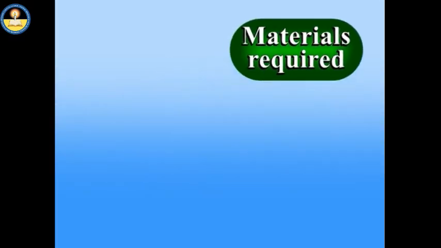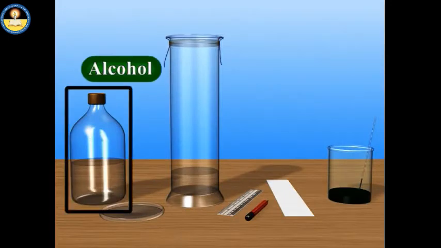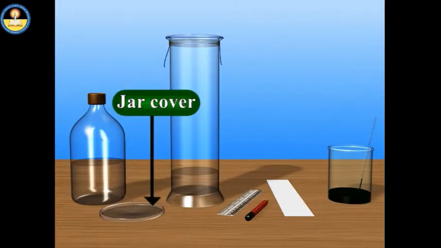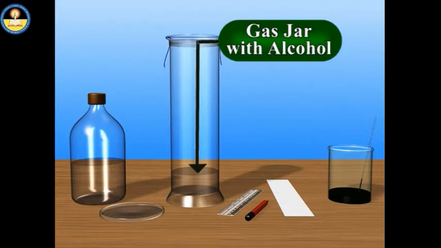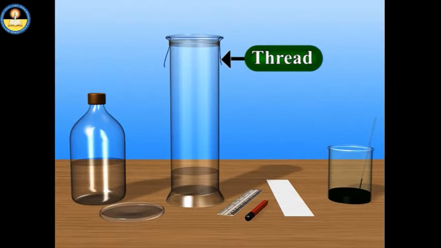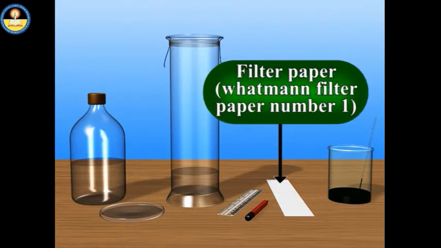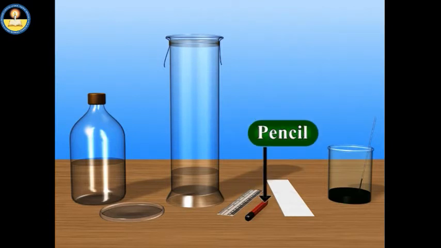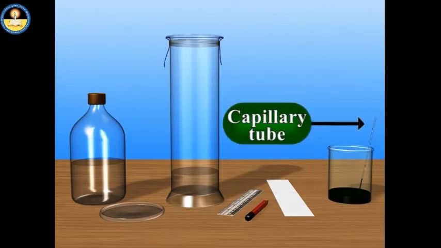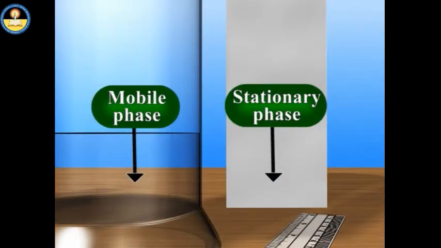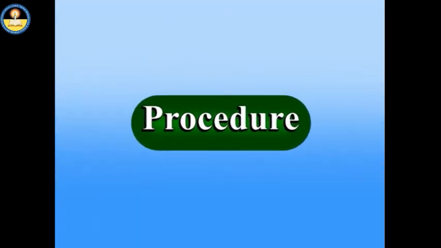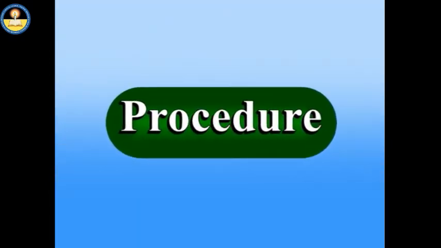Materials required for the experiment are alcohol, gas jar, jar cover, gas jar saturated with alcohol, sellotape, thread, filter paper, that is Whatman filter paper number 1, scale, pencil, black ink. A fine capillary tube is also needed. There is a stationary phase and a mobile phase. Let us now discuss the procedure of the experiment.